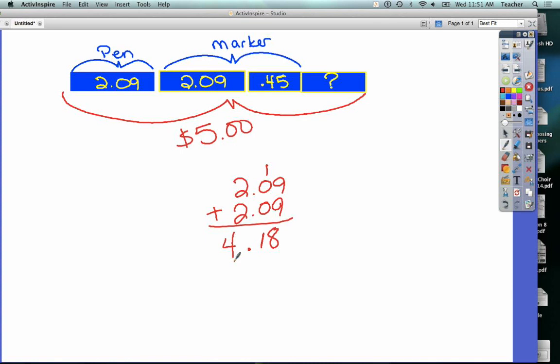Because all of these boxes have to add up to how much money? $5, because that's how much total he gave them, right? And our goal is to find out how much money we have left to get up to that $5. What else do I need to add to that number? What do you think? What else do I need to add? 45 cents. So we've added the 2. Now we have to add $4.18 plus 45 cents.